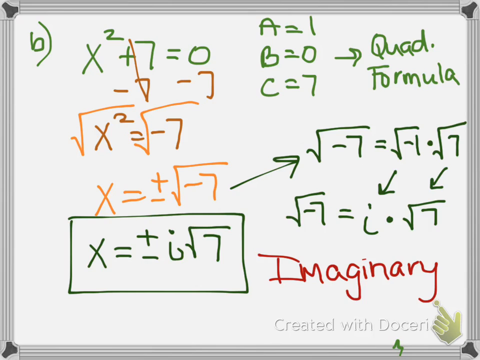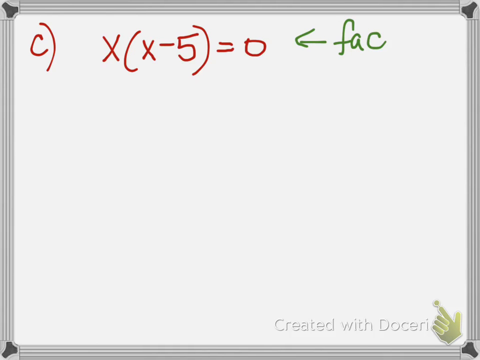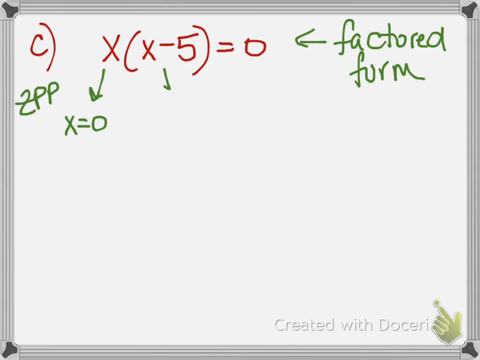Okay, on to C. So C says x times (x minus 5) equals 0. So if you notice, this equation is already in factored form. And if you pick up on that, then this makes this problem a whole lot easier. Because when you're in factored form, you can apply the zero product property, or the ZPP, which tells you that either one of these factors would have to equal 0.